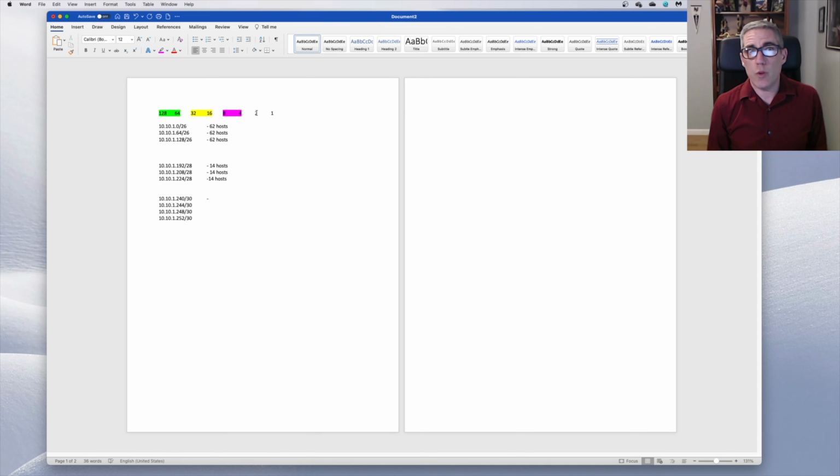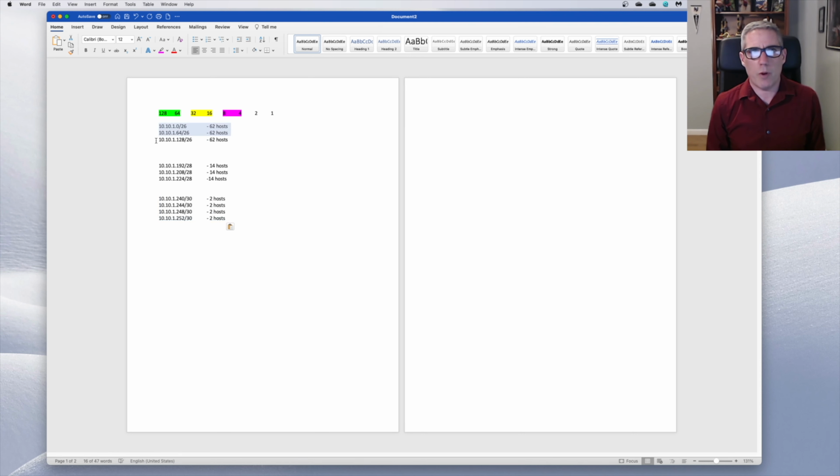Now this is, again, easy math. We have two bits left. 2 times 2 is 4, minus 2 is 2 hosts. And this time I will just copy and paste that one, and paste and paste. So now in this case we have 3 networks with 62 hosts, 3 networks with 14 hosts, and 4 networks with 2 hosts.